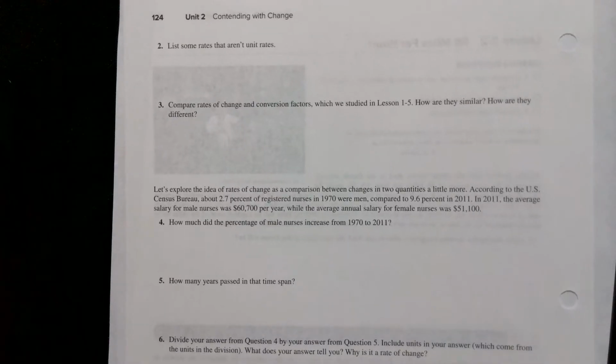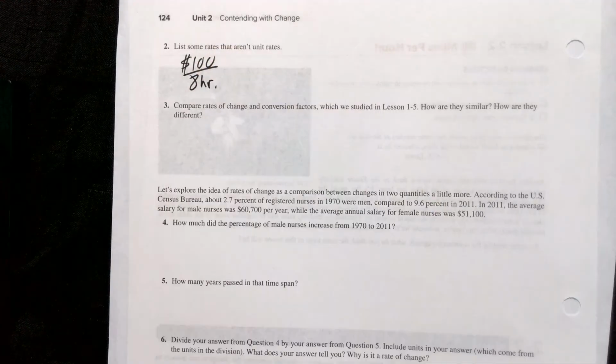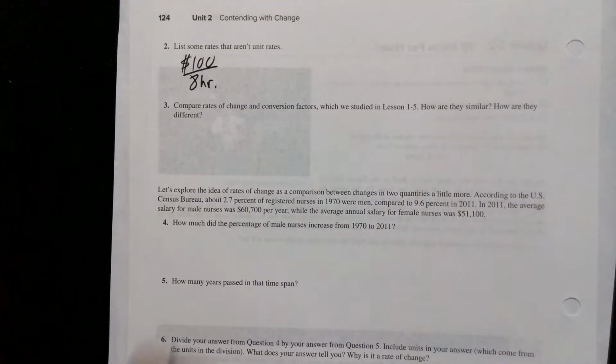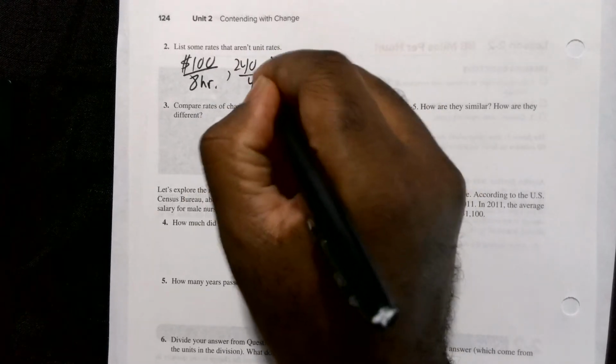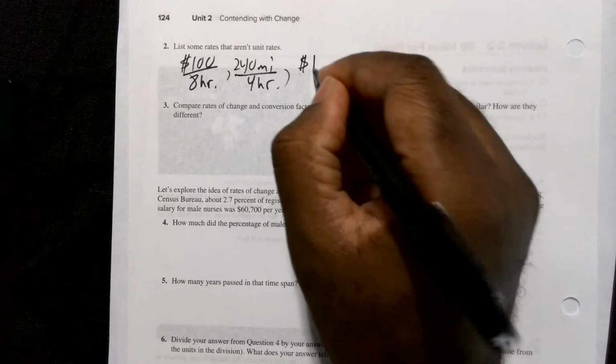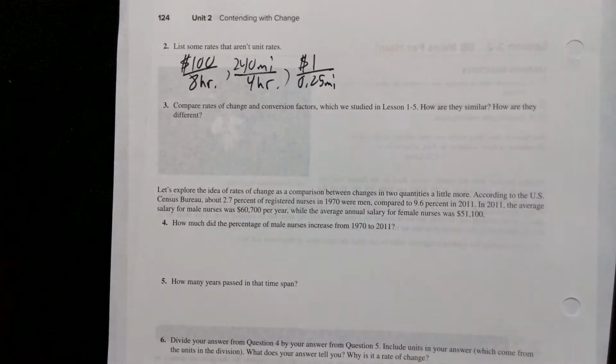Now, when we look at problem number 2, it says list some rates that aren't unit rates. So, if we made $100 for 8 hours of work, remember a unit rate must have 1 in the denominator. Or we traveled 240 miles in 4 hours. That is still not a unit rate. And then finally, if we made $1, we're going 0.25 miles. So these are not unit rates. They are rates, but not unit rates because they're not divided by 1.